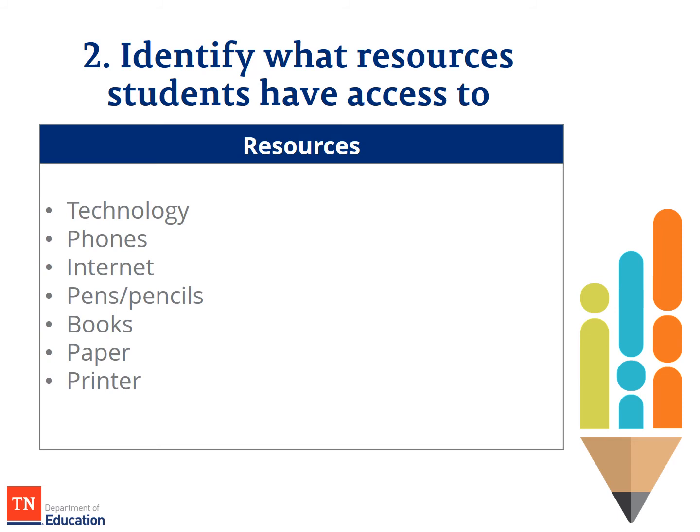This includes things like technology, phones, internet, pens, pencils, books, paper, printer. I'm sure you could add a number of things to this list. Anything that might be helpful for student learning at home. It's important that we know what kids already have access to so we can plan to get them access to anything else they don't have but will need.